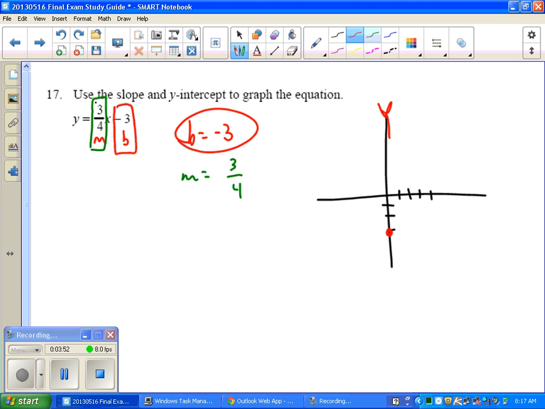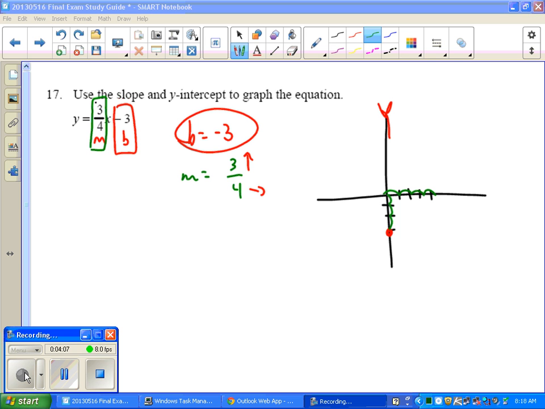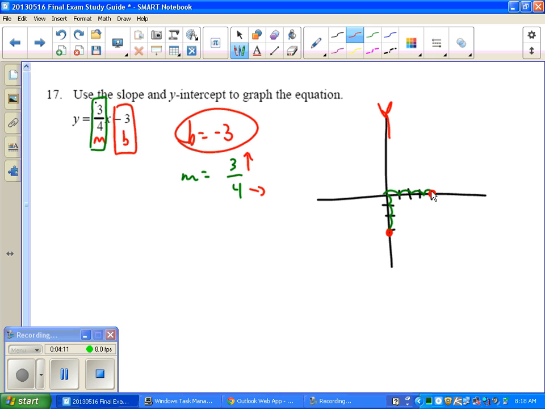Your m value tells you where to move. +3 tells you to go up 3 times. So from where we start, we go up 1, 2, 3. So we're back to the origin. And +4 tells us to go right 4 times. So we go over 1, 2, 3, 4. And over to the right 4 times is where you put your second point. Then you have 2 points. You can draw yourself a straight line through both of them. And that's your equation. Y equals 3/4 x minus 3.